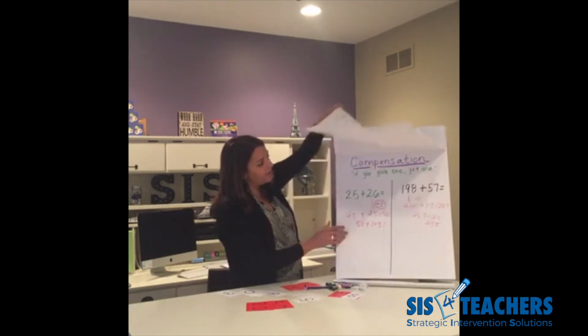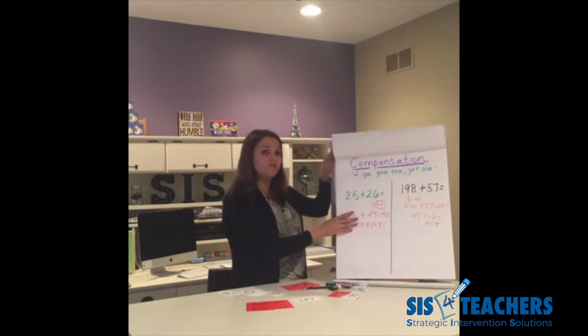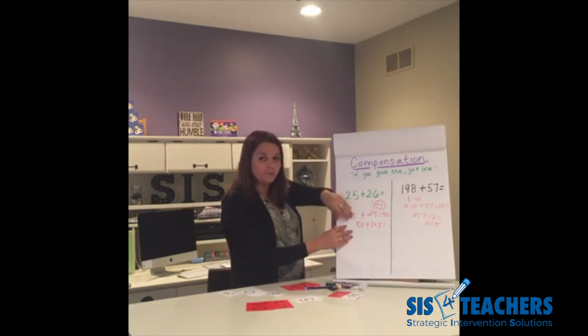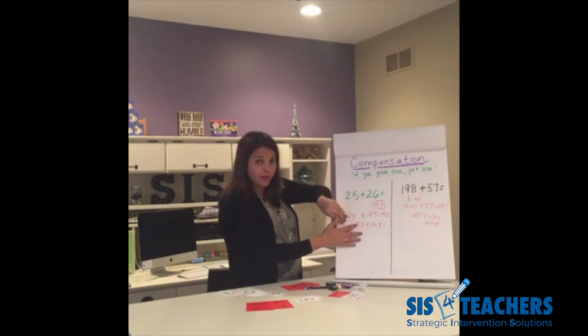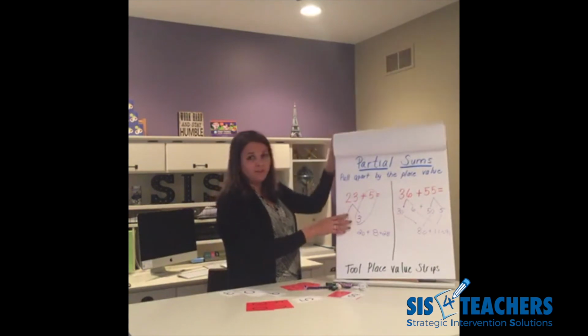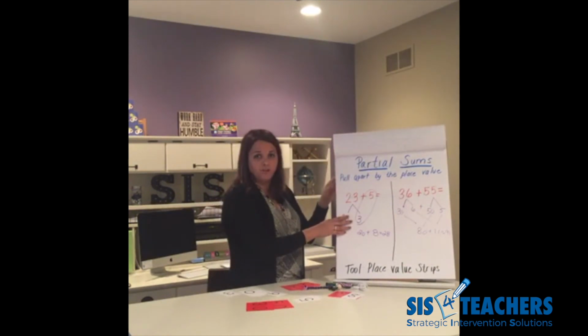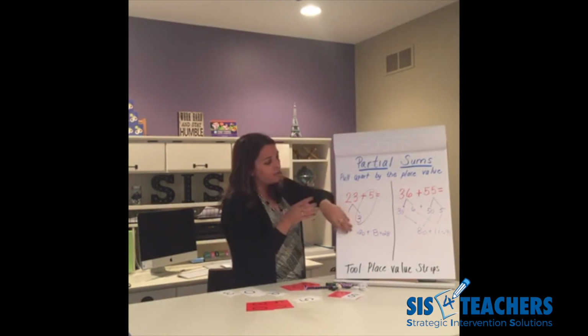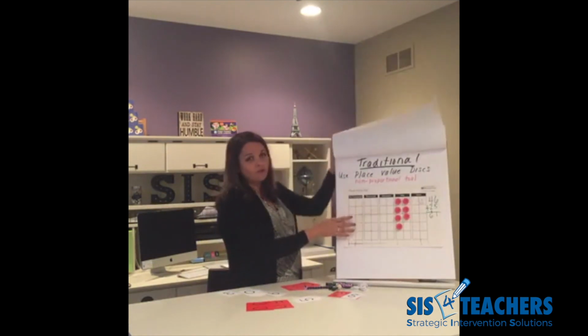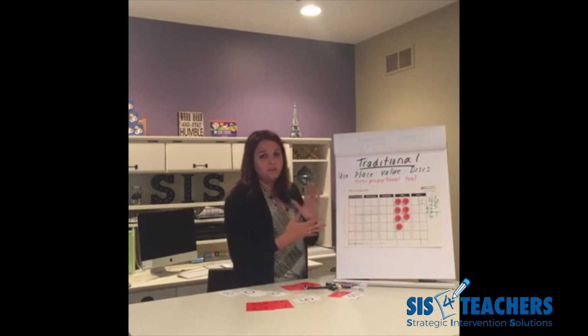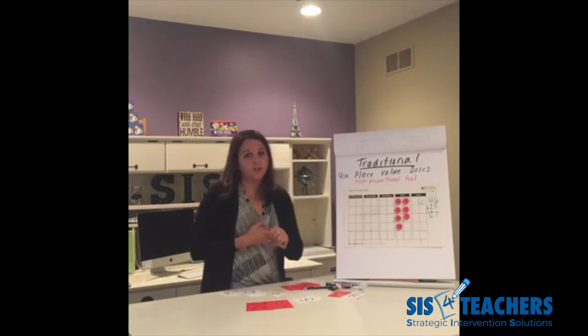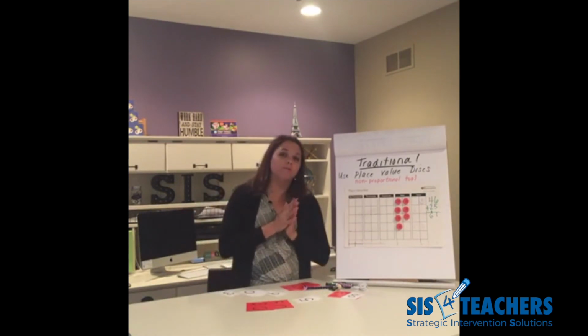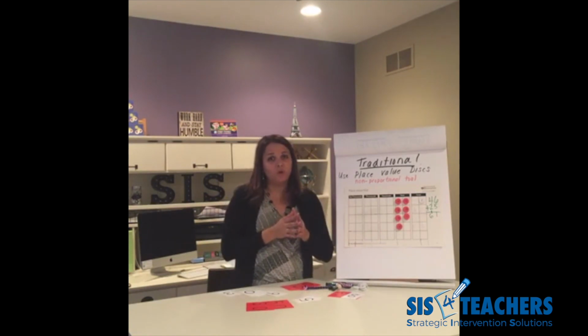A lot of our kids start to do compensation, similar to a strategy that's used as doubles plus 1, doubles minus 1, even in 1st grade. Partial sums we usually save for the latter part of 2nd grade to be introduced, and then it's done throughout. 2nd grade is when the traditional method is used. So these are 3 ways, plus the traditional, that we encourage children to use to solve problems in multiple different ways. I hope this helped to give you a little bit of a tutorial on how we solve addition.